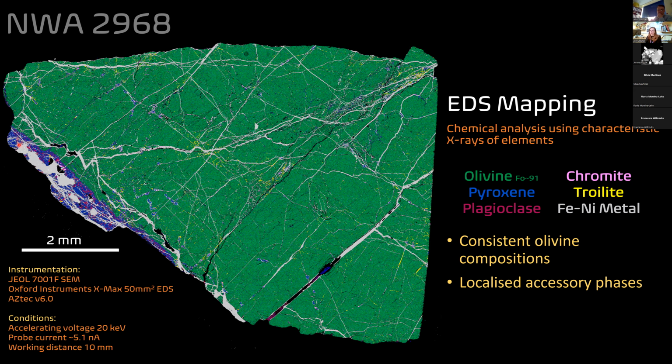Got a little bit of pyroxene around the edge and a couple of localized spots in the middle. It's got some small bits of chromite, a little bit of feldspar, little bits of troilite, and this metal throughout. So accessory phases are somewhat localized. They're not everywhere. There's actually quite a couple of areas where it's just olivine, just silicates, which is useful for the stuff that I'm interested in doing.